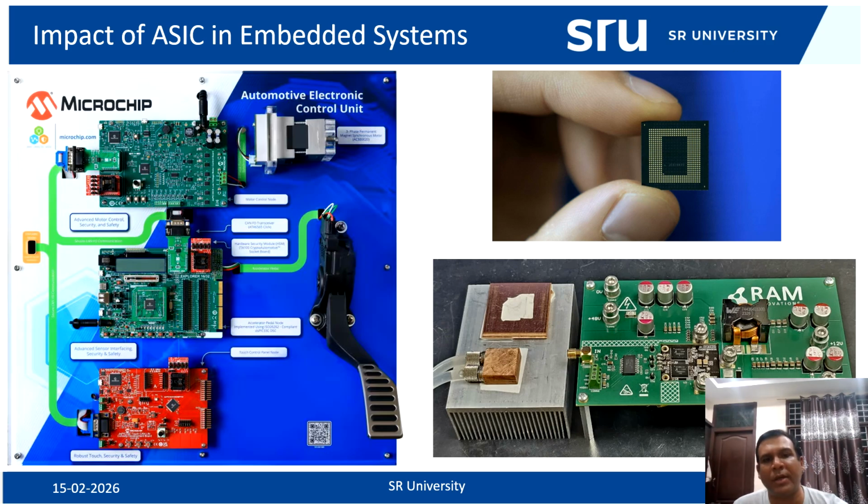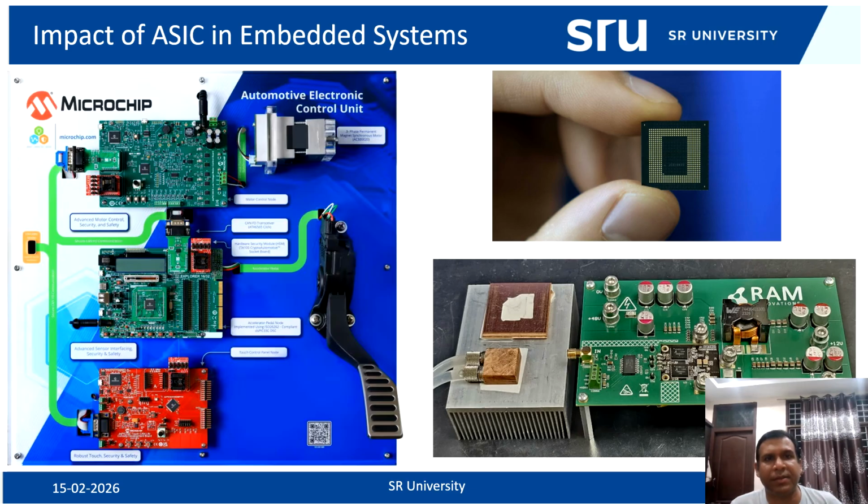So one of the major impacts of ASIC in embedded systems is reduced power consumption. Since the ASICs are designed for a specific application, they eliminate the unnecessary circuitry and operate more efficiently. So this results in significantly lower power usage compared to a microcontroller or general purpose processor. For example, smartwatches use ASIC chips that consume very little power, allowing the device to operate for several days on a single battery charge. So this makes ASIC ideal for battery powered and portable devices.